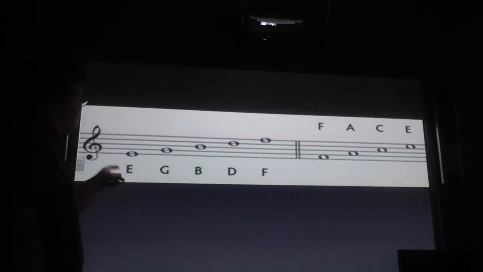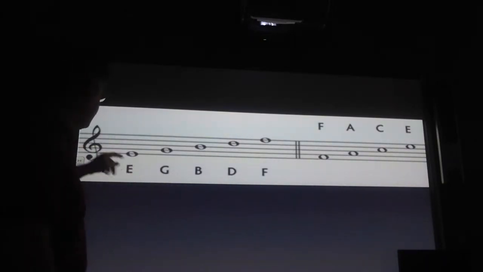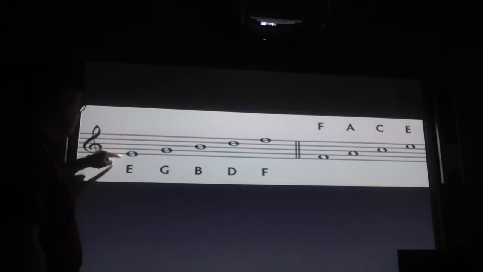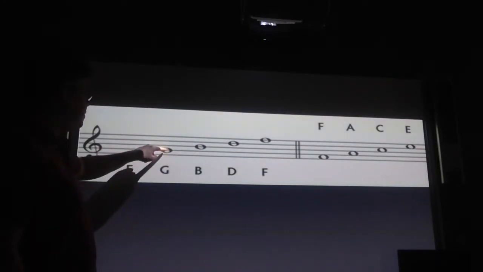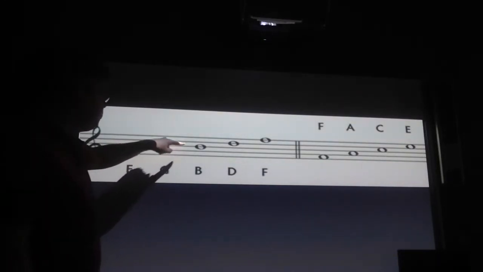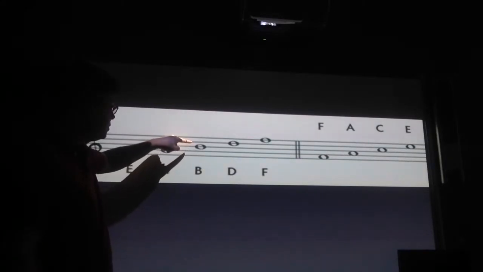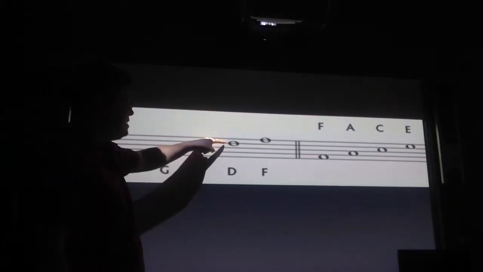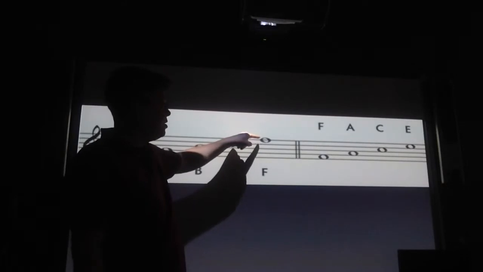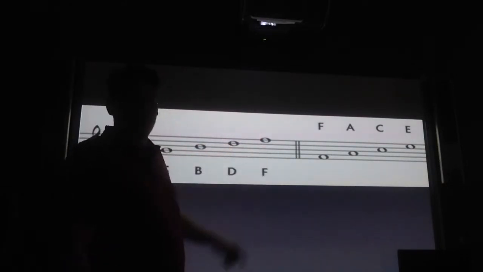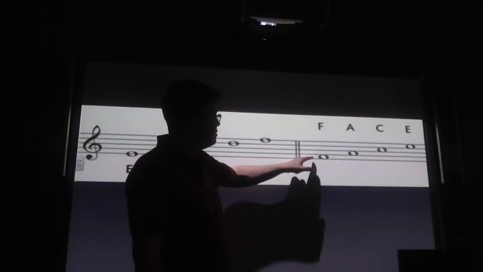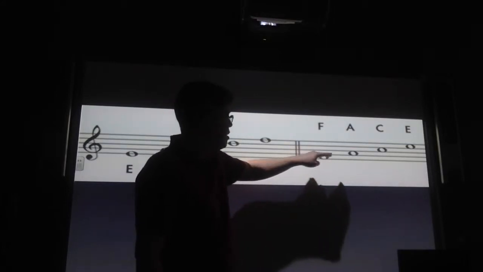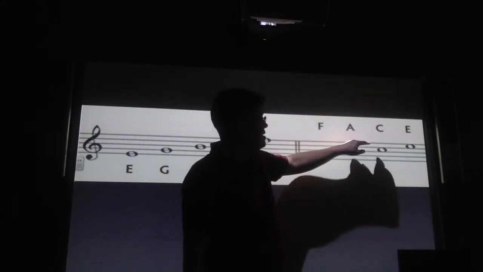On the lines, a note that lands on the lines has a name. In this case, this lower line is an E note. This line here is a G note. This line here is a B note. This line here is a D note, and this line here is an F note. In the spaces, you have an F, an A, a C, and an E.